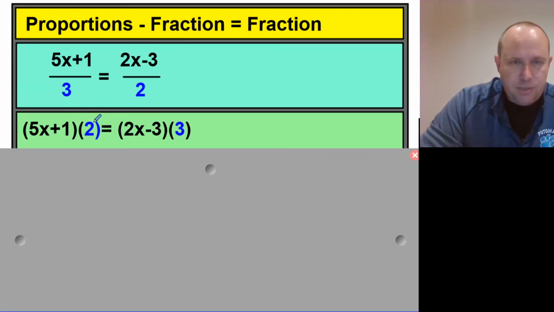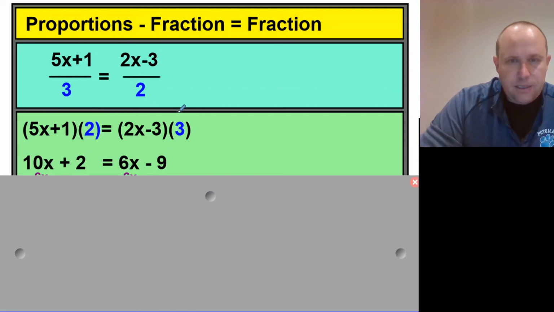I wrote it the other way around just to practice. 2 times 5x, 2 times 1. And on the other side, 3 times 2x, and 3 times negative 3.